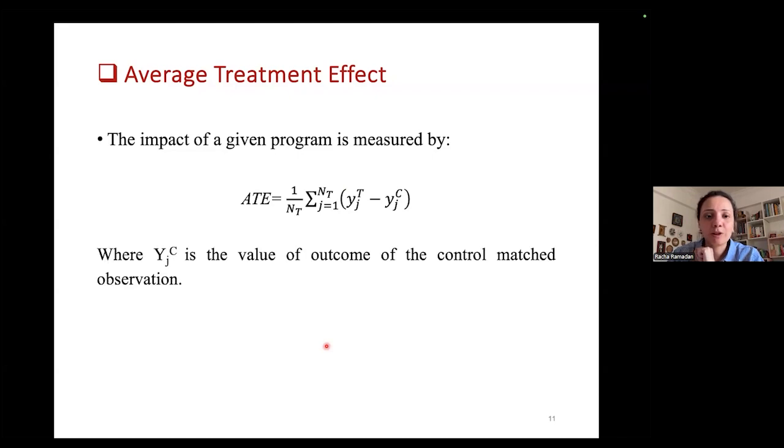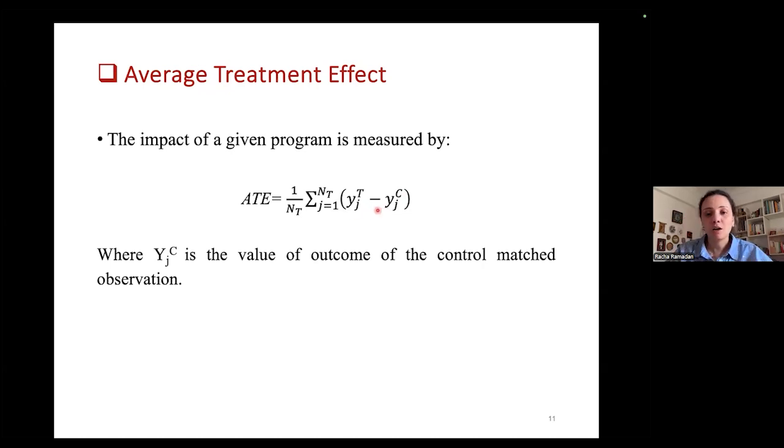And this is how it looks. So we have the average treatment effect. We will take the value of the outcome variable, which is our Y, let's say it's the income. So the income of individual G, who is a member of the treated group, minus the value of the income of the individual G, who is a member of the control group or the counterfactual group, after matching between both, of course.